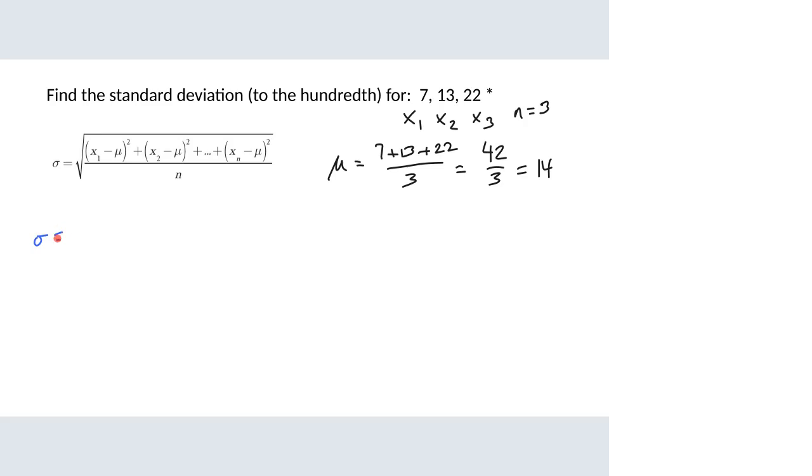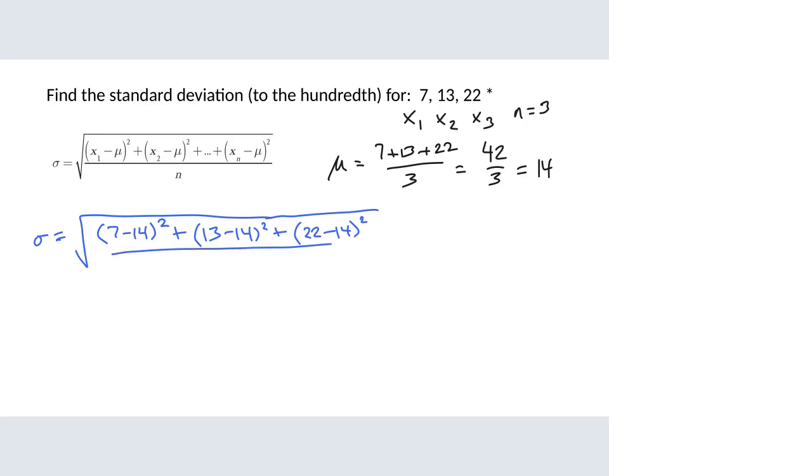So the standard deviation will be the square root of the data point minus the mean squared, plus the next data point minus the mean squared, plus the next data point minus the mean squared, all over 3. Now we'll do our subtractions. I'll have negative 7 squared plus negative 1 squared plus 8 squared, all over 3.